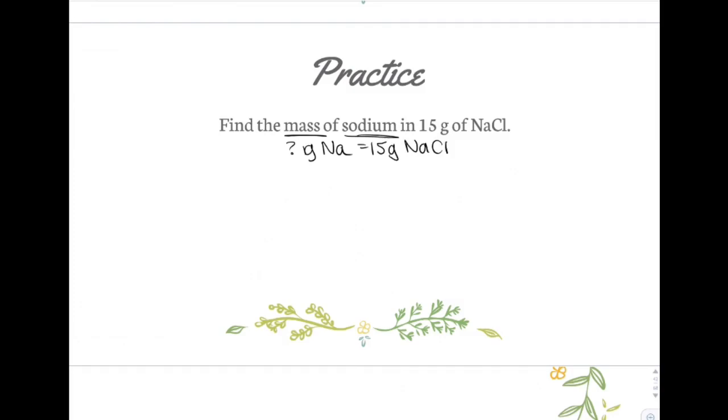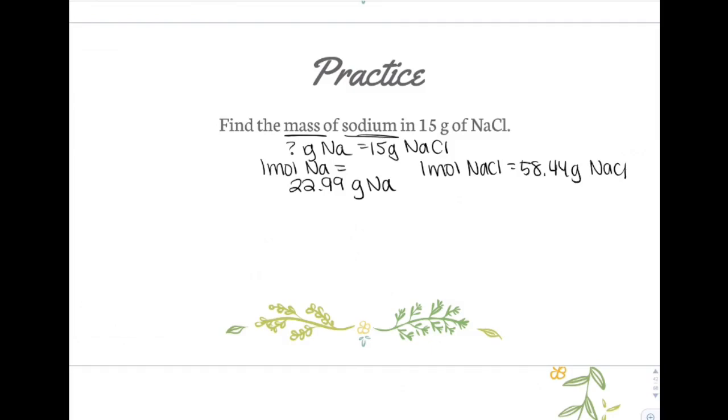So I'm going to need molar masses, right, because I give grams. So 1 mole of sodium is equal to 22.99 grams of sodium. I get that from the periodic table. 1 mole of sodium chloride is equal to 58.44 grams of sodium chloride. This is me adding up sodium and chlorine.